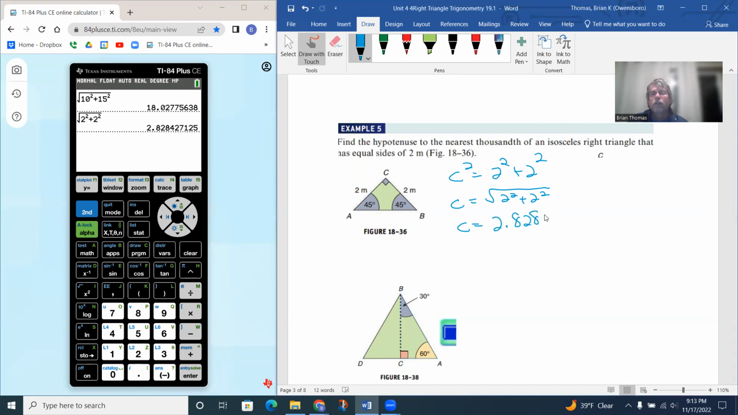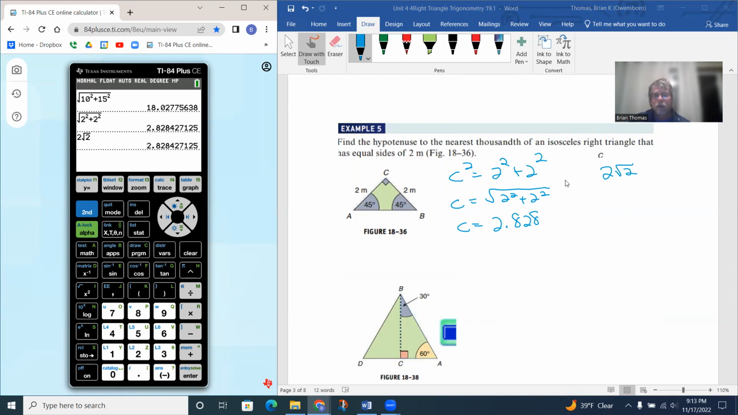If I round to the thousandths place, since that 4 is going to keep the 8 the same. Now, the other way to do it is, if I know a leg, I could find the hypotenuse by simply multiplying 2 times the square root of 2. So the other way to do it is just simply type into your calculator 2 times the square root of 2 and hit enter. That should give you the same answer.